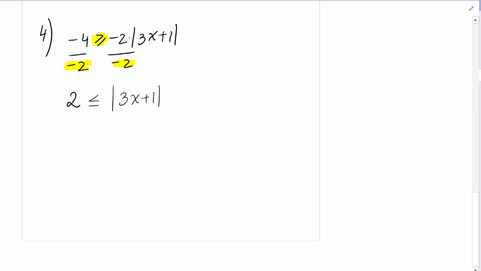And I'm also going to rewrite it with the absolute value of 3x plus 1 written first. So 2 less than or equal to absolute value of 3x plus 1 means absolute value of 3x plus 1 is greater than or equal to 2. So what does this mean?